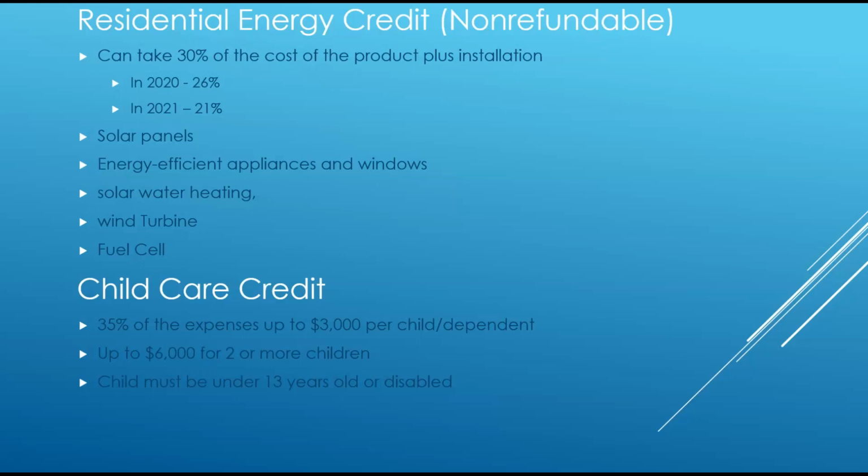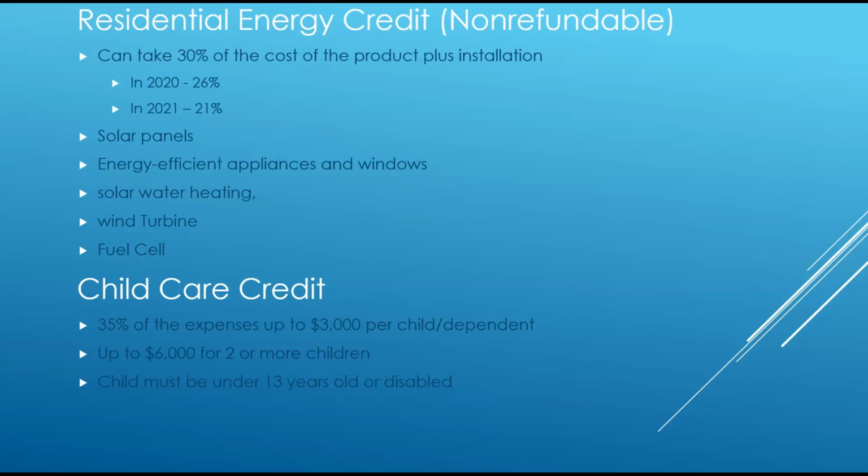The government is giving incentives right now, so it's going to be 30%. Starting next year, when we do our taxes again for the year 2020, it'll be 26% of the cost that you can deduct. And then in the year 2021, it's going to be 21%.